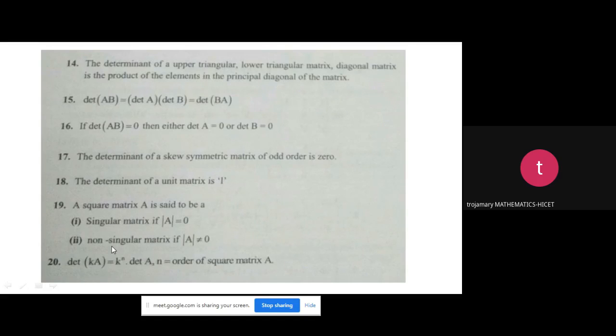A square matrix A is said to be singular or non-singular based on its determinant value. It is singular if the determinant value equals 0, and similarly non-singular if it is not equal to 0. So the value of the determinant is used to check whether the given matrix is singular or non-singular. Similarly, it is used to check consistency or inconsistency. In the next chapter, the system of linear equations, we are going to check whether the given system of equations is consistent or inconsistent. For that topic also, we are going to find the determinant value. If the determinant value equals 0, the system is inconsistent, and if not equal to 0, the system is consistent. Then determinant of kA equals k to the power n into determinant A, where n is the order of the square matrix.